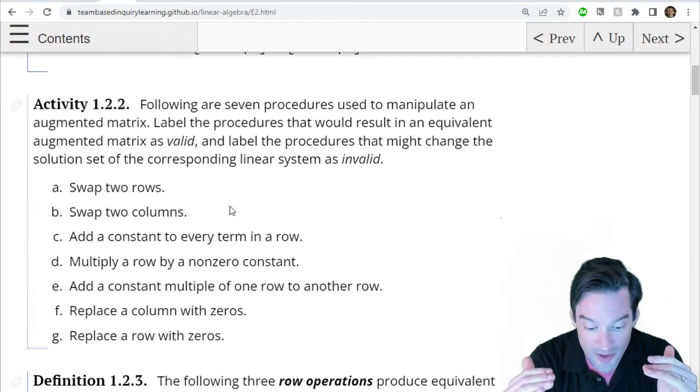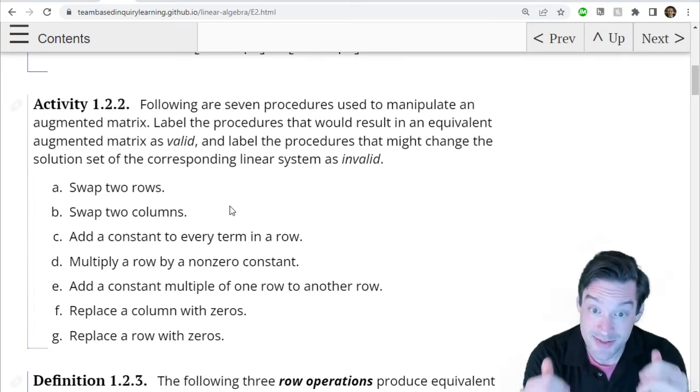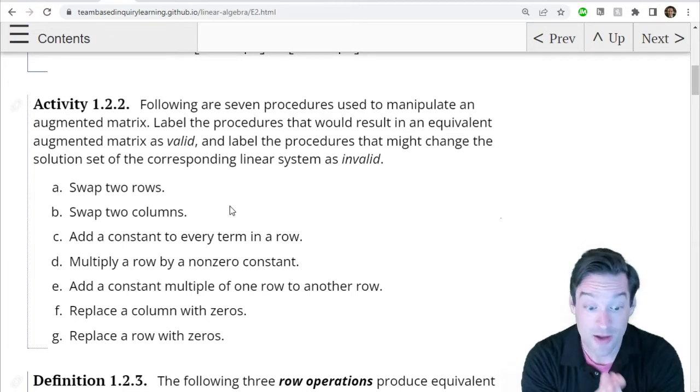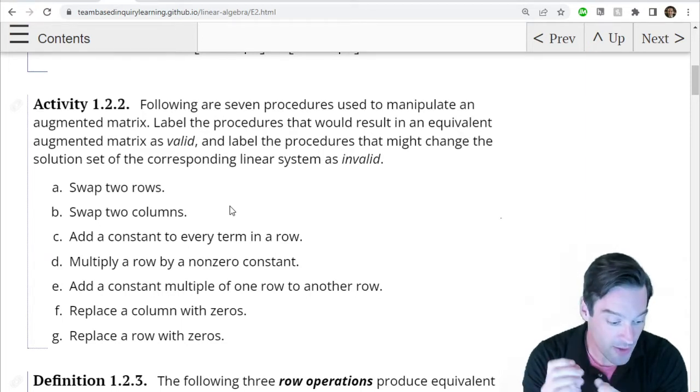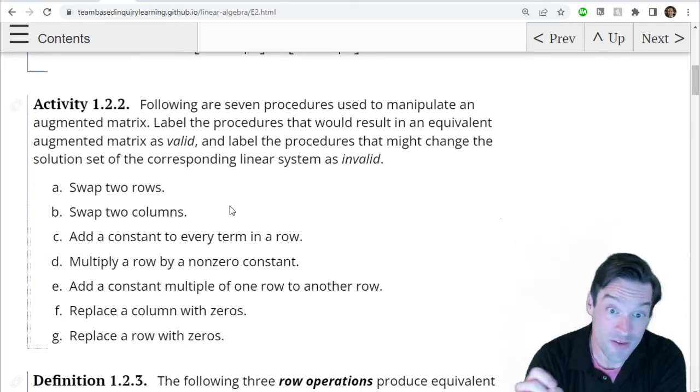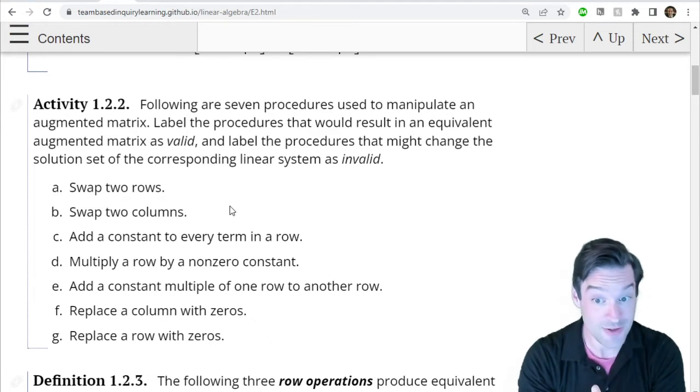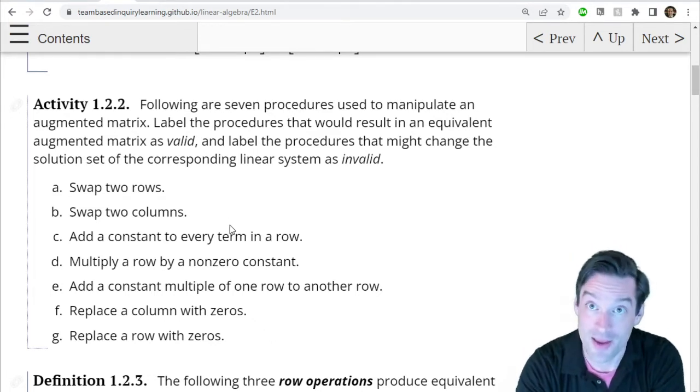So take a look at each one of them and decide, does it change, could it change the solution set, or does it definitely not change the solution set of a system of linear equations? And so for the ones that don't change the solutions, mark them as valid. For ones that might change the solutions, mark them as invalid.